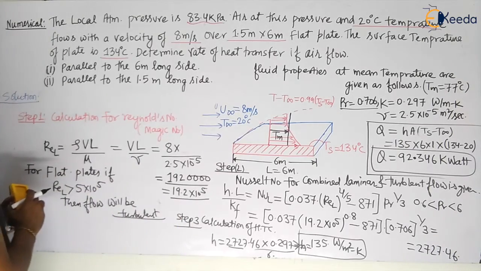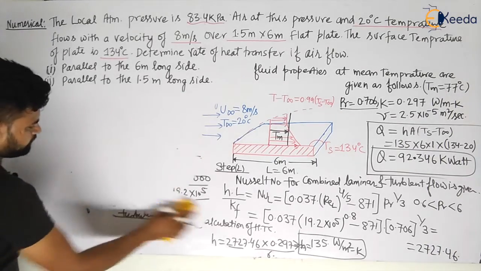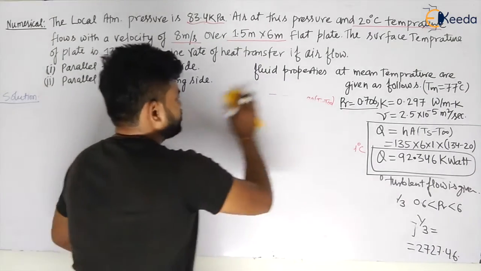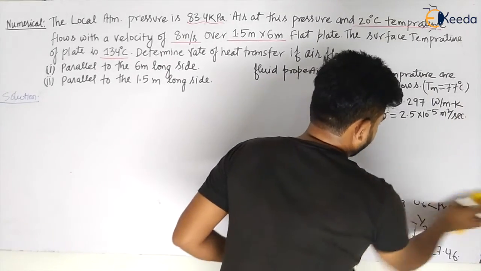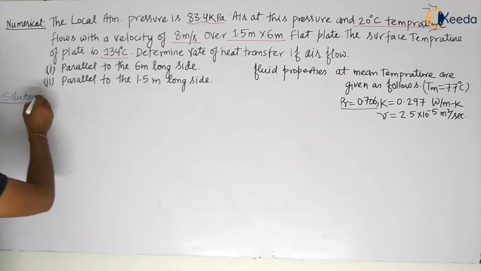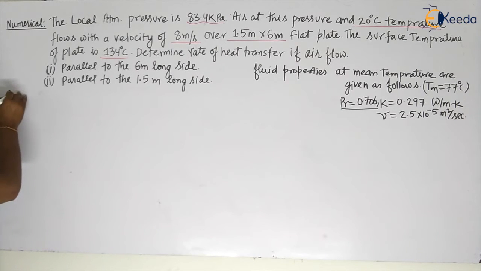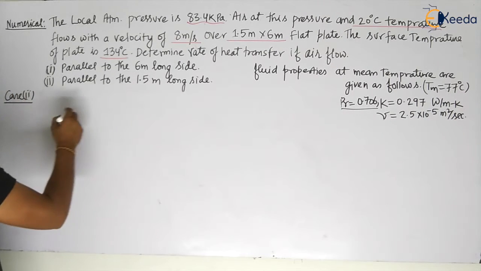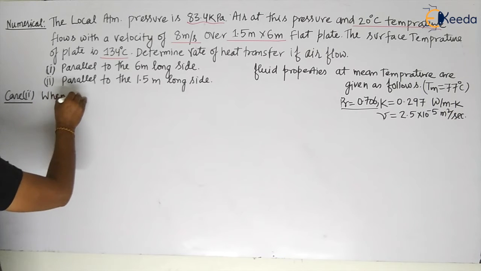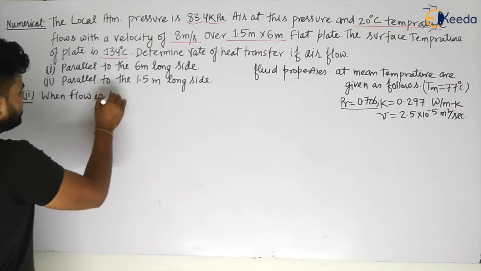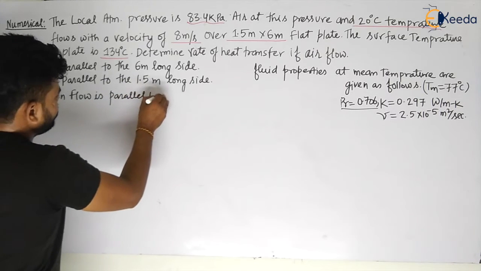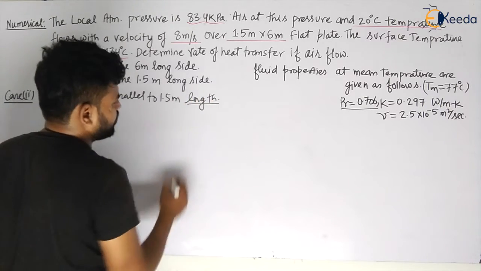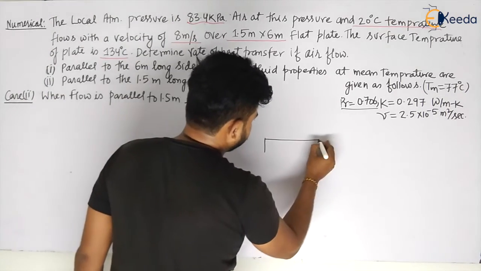Now for case second, my dear students, let us do the calculations from the beginning again. So now case second is asking about flow parallel to the 1.5 meter long length. So now the plate length has been decreased.